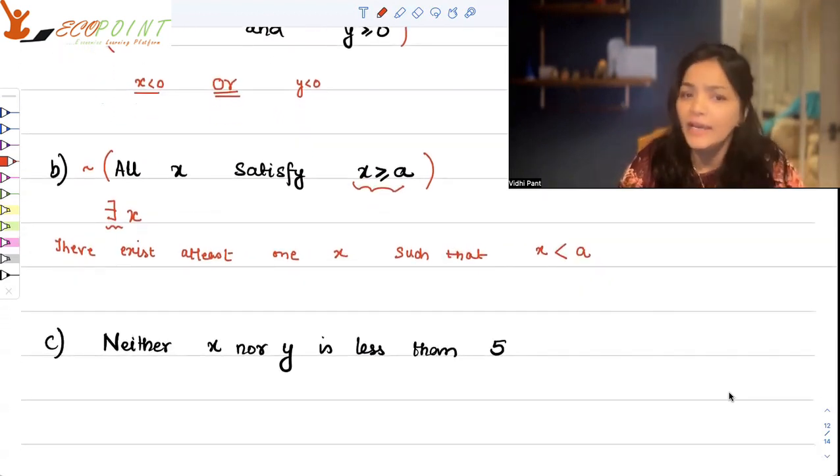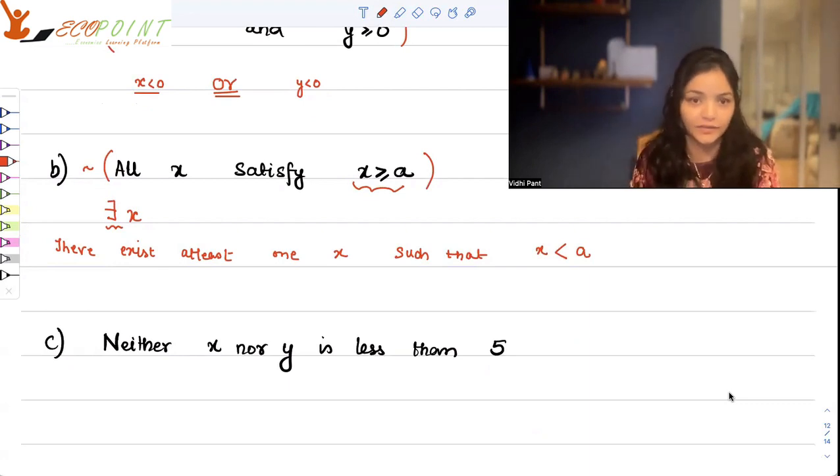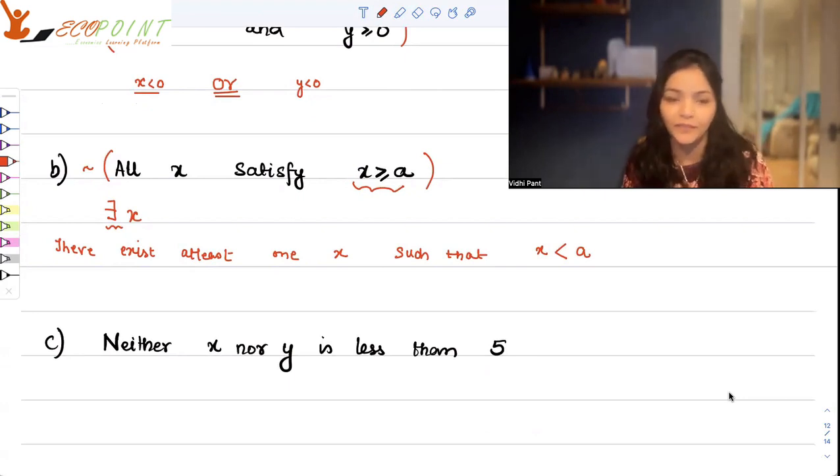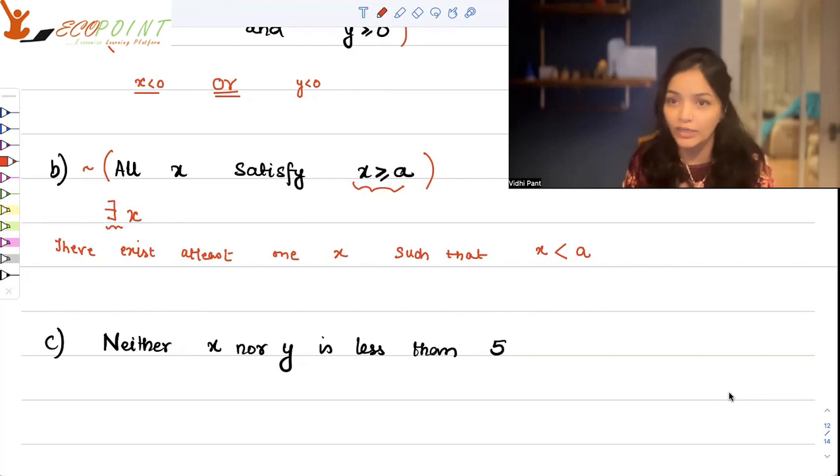Third part. Neither x nor y is less than 5. So what are we saying here? X is not less than 5 and y is also not less than 5. That's what we are saying here, right? Neither x nor y is less than 5. That means x is not less than 5, and simultaneously y is also not less than 5. So this is another way of and, but this is and with not. Okay, x is not less than 5.